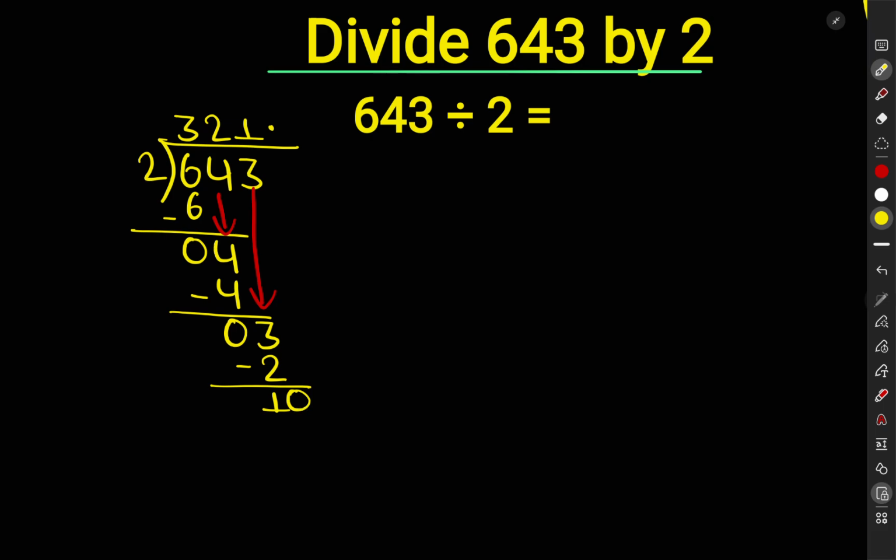So it is 10 and 2 times 5 is 10. On subtracting we get 0. So 643 divided by 2 is 321 decimal 5.